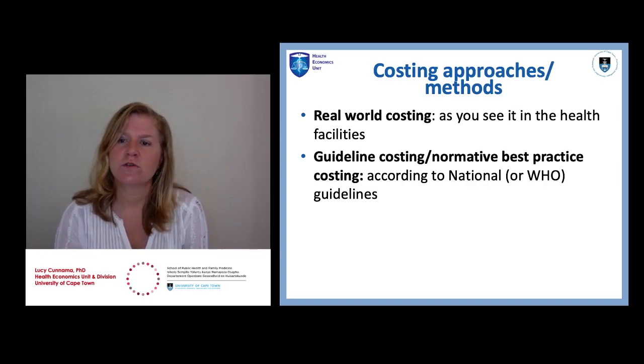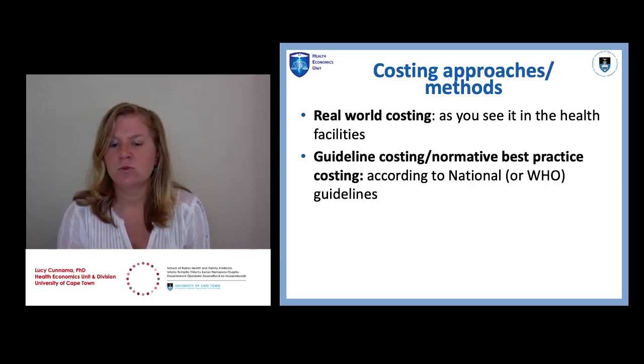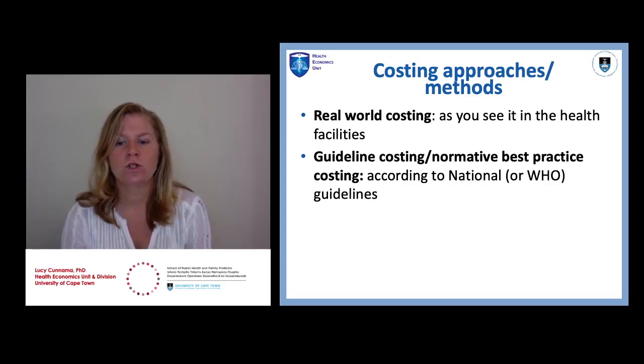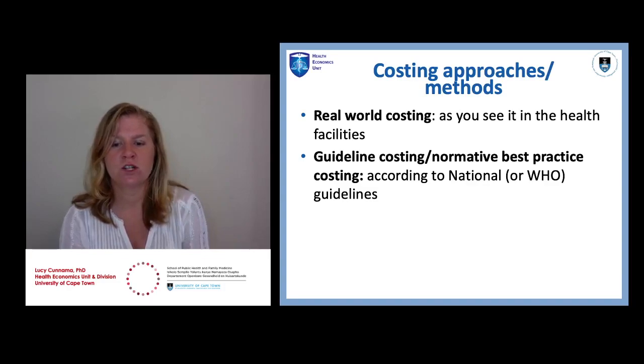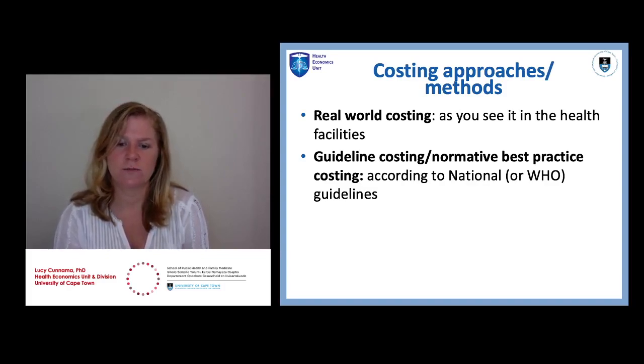In terms of the different approaches you can take, if we had an ideal world, guideline costing or normative costing would be equivalent and would amount to the same thing as real-world costing. However, in most cases, it's likely that there will be deviations in the real-world costing. And this is often due to practical changes to the guidelines. So if patients live further away, perhaps they will only collect their medication monthly rather than weekly.